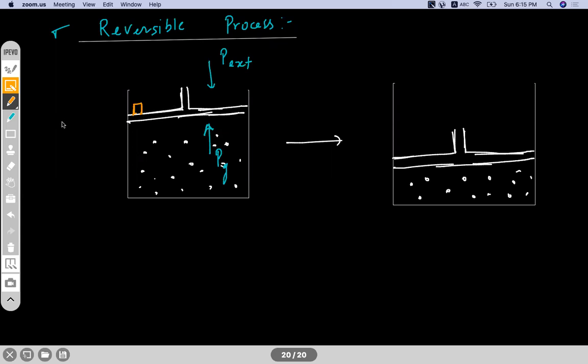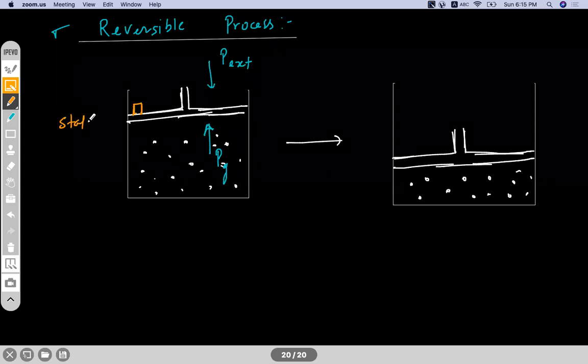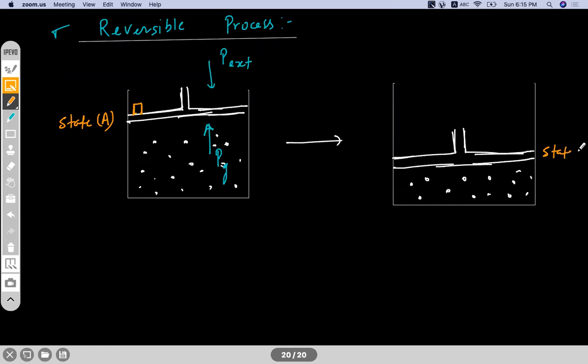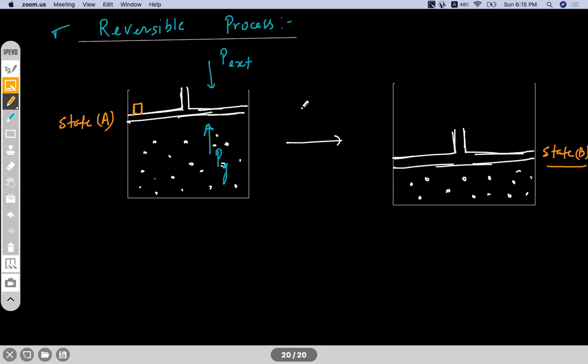So this is state A we have, for example, and this is state B. Two different states, like I said, we are going to understand. We want to go from A to B. That's what we are discussing. We want to go from A to B. We increase the pressure.